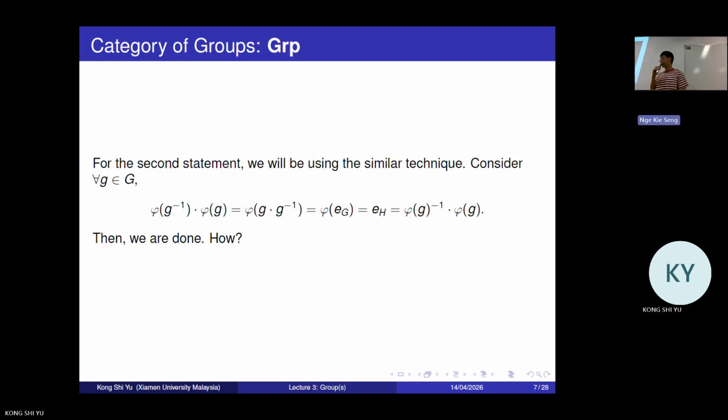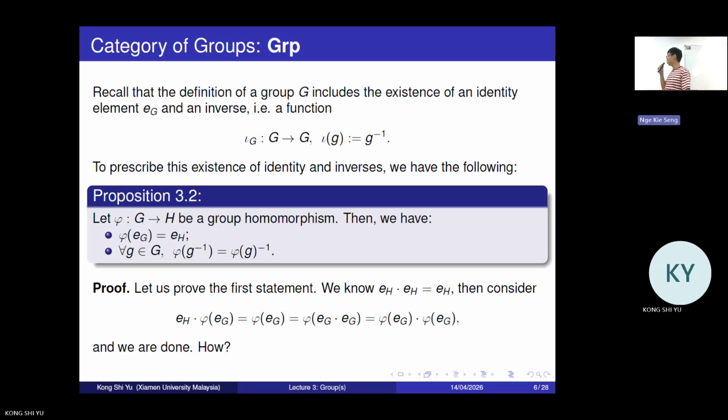Similarly, for the second statement, we will be using a similar technique. So what is the statement? The statement says that for G, we have this equation: the inverse of phi G equals phi G, and then you take the whole thing inverse.